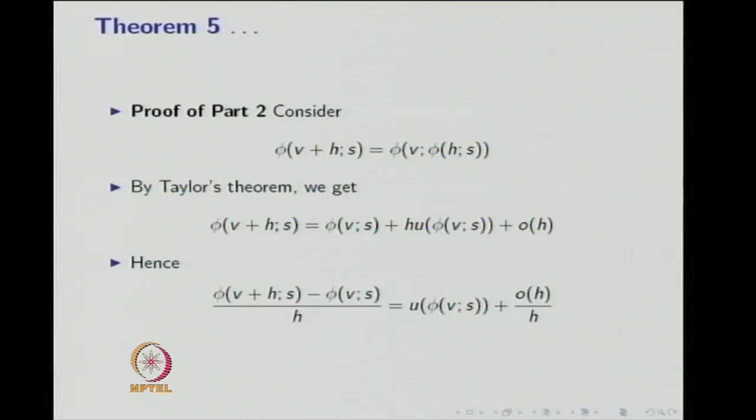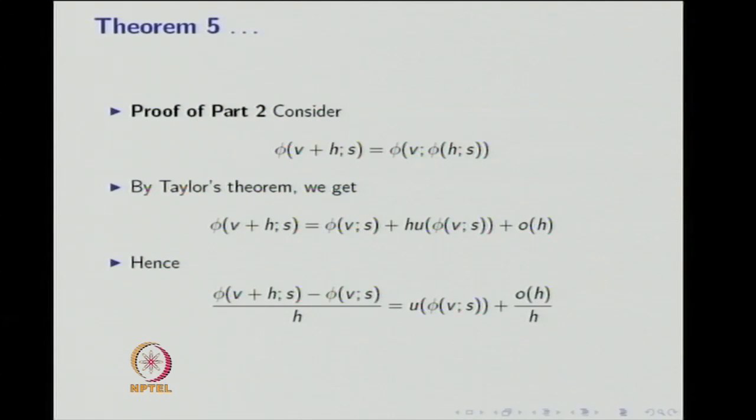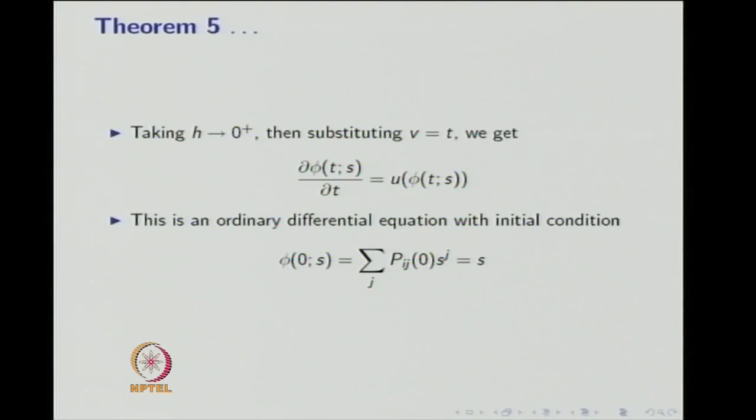Now, take the limit h tends to 0 plus and substitute v equal to t in this equation. We get the partial derivative of psi with respect to t is equal to u of psi of t comma s. This is the ordinary differential equation with the initial condition psi of 0 comma s equal to s. So, in theorem 5, we conclude the probability generating function satisfies the partial differential equation and the ordinary differential equation with the initial condition psi of 0 comma s equal to s.